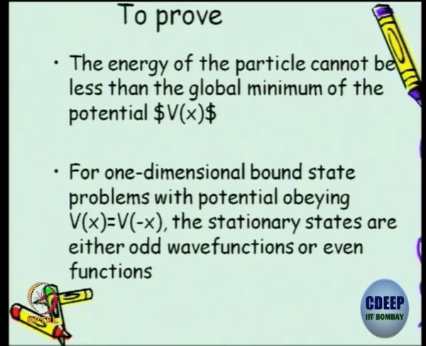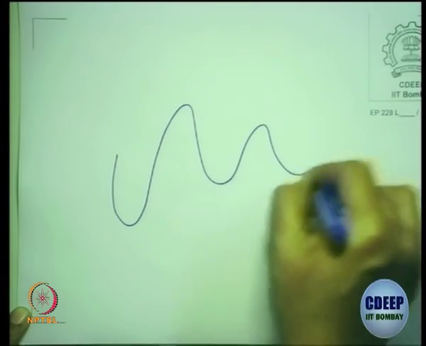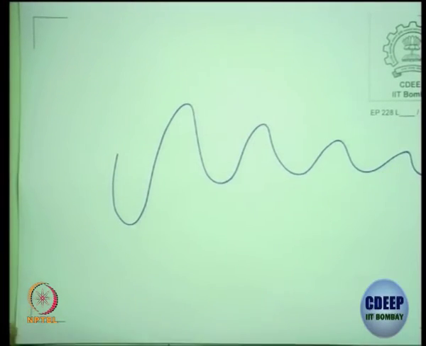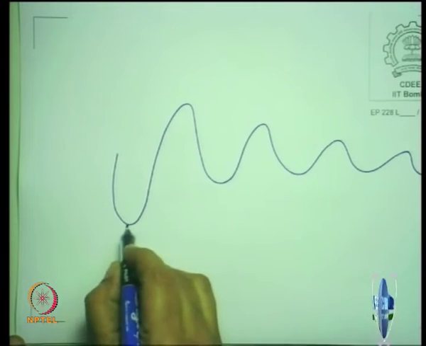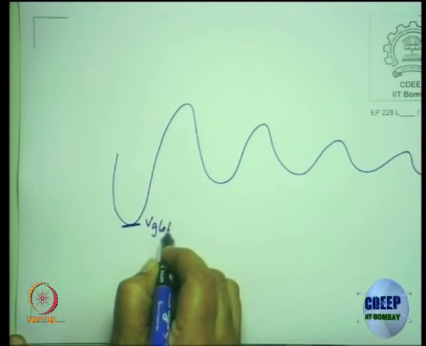This is also something which I want you to know. The energy of the particle can be less than the local minimum, but not the global minimum. What do I mean by that? Suppose I have potentials like this. Which is the global minimum? This one is V global minimum.